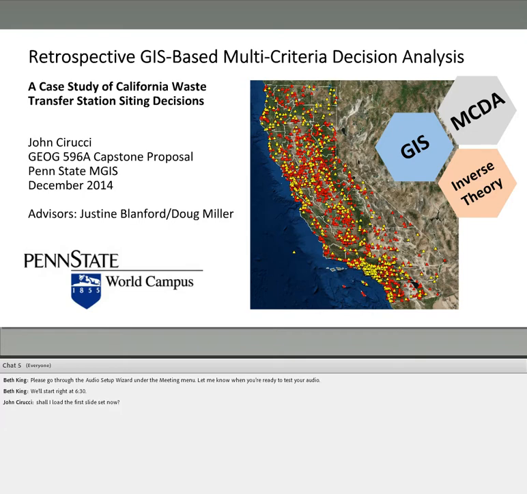Okay, thank you very much, Doug. Yes, this is John Cerusi. I have the coveted first time slot here tonight, so I'll get things rolling. The subject of my capstone project is retrospective GIS-based multi-criteria decision analysis. Bit of a mouthful. I'll try to explain what that is and describe the objectives of my project. I've selected as a case study topic the siting of waste transfer stations in California, and my advisors are Justine Blandford and Doug Miller.